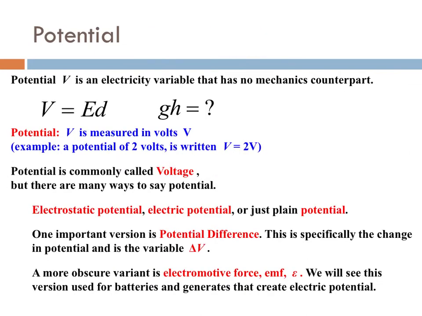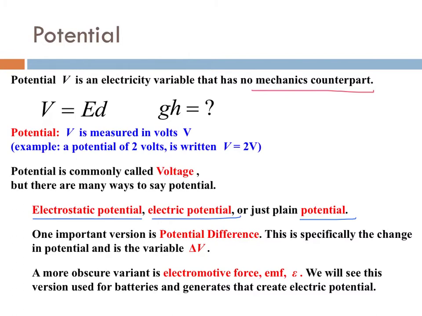Now, like we said, V, or volt, or potential, is going to be equal to our electric field times the distance, or height in our case. Again, this does not have any mechanics counterpart like charge did in mechanics. Potential is V measured in volts. So if we have a potential of 2 volts, it is written as V = 2 V. This will also be called electrostatic potential, electric potential, or just plain potential. So anytime it's asking for any of these three things, you're just referring to V.